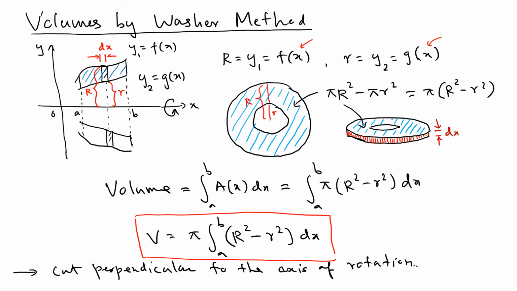So let's do a couple of examples just to understand the concept. I'm going to use just one region, but four different axes. Then you can see how you use them in different situations. Okay, one region, four axes. Okay, let's do that problem. So example number one.